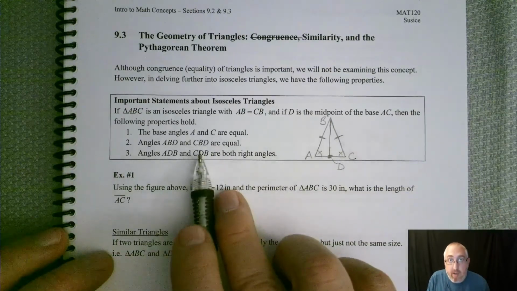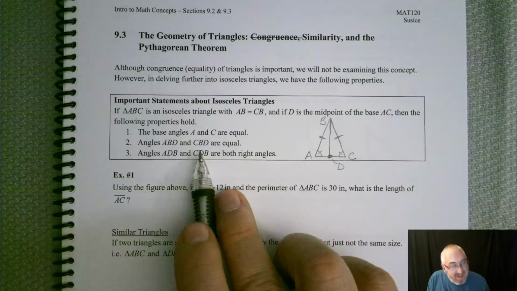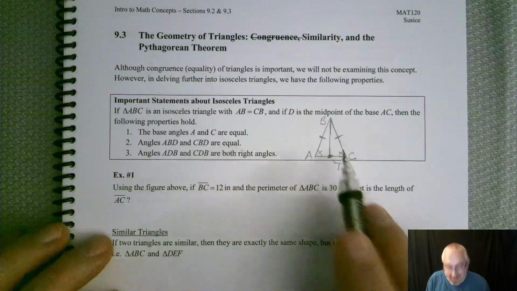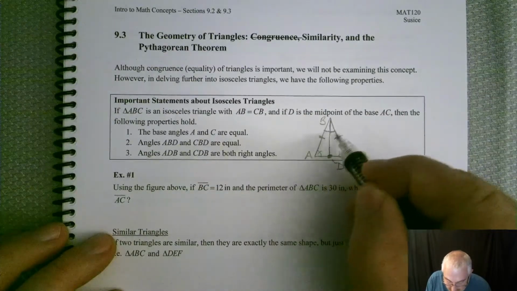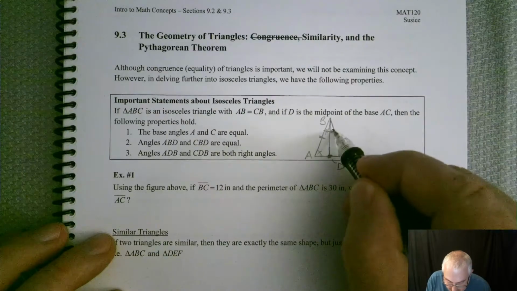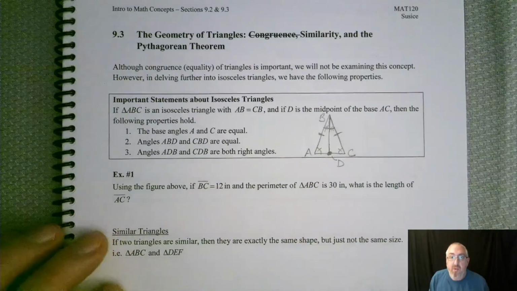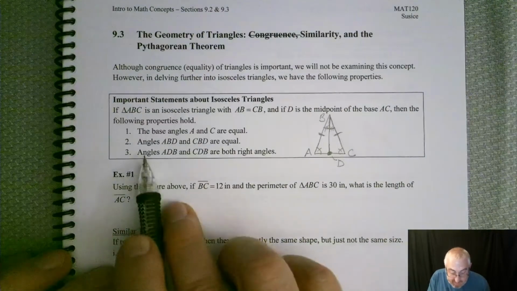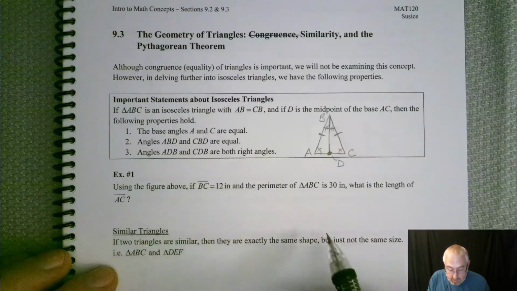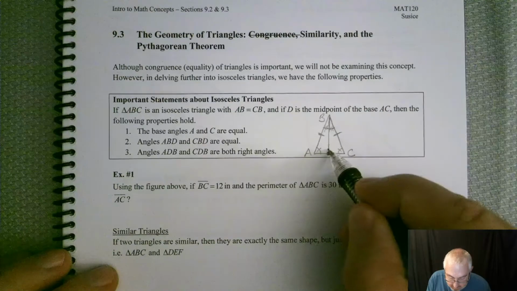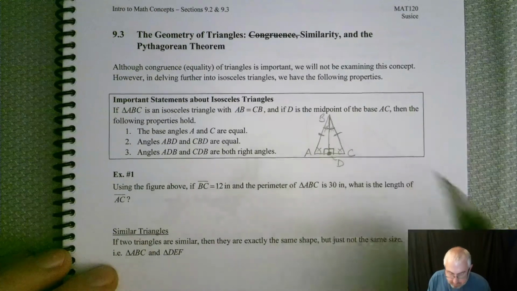Now, we're not talking about the non-active ingredient in marijuana, so we are talking about this angle. All right, so these two angles up here look the same. So I'm going to put 2 dashes in each of those. Hard to see, but there's 2 dashes. And then the last thing it says is ADB and CDB are both right angles. So that's these 2 angles down here. And we can kind of see that that makes sense also.